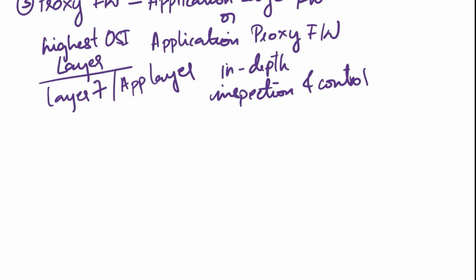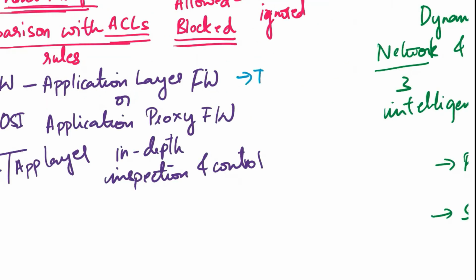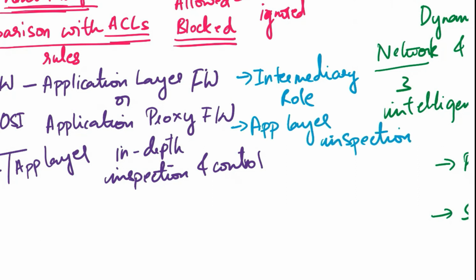So let's see the characteristics in more depth. The first characteristic is intermediary role. Like I mentioned before, proxy firewalls inspect and handle traffic on behalf of client devices. When a client wants to access a remote server, it sends its request to the proxy firewall instead of directly communicating with the server. The next characteristic is app layer inspection. Unlike lower level firewalls that only examine packet headers, proxy firewalls perform deep packet inspection at the application layer.